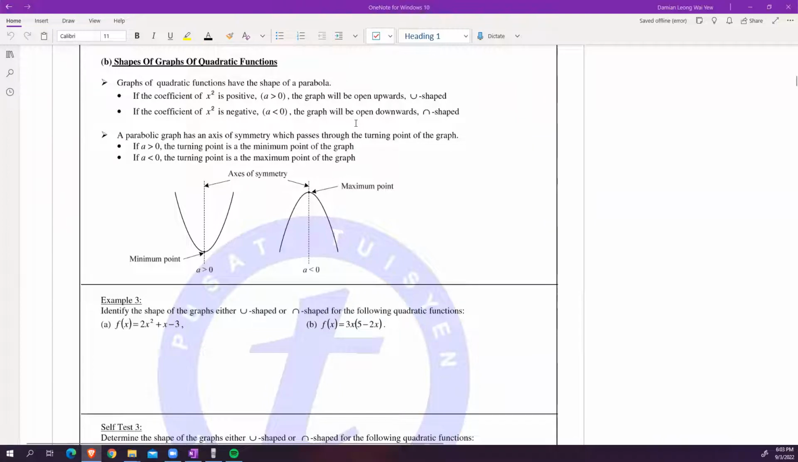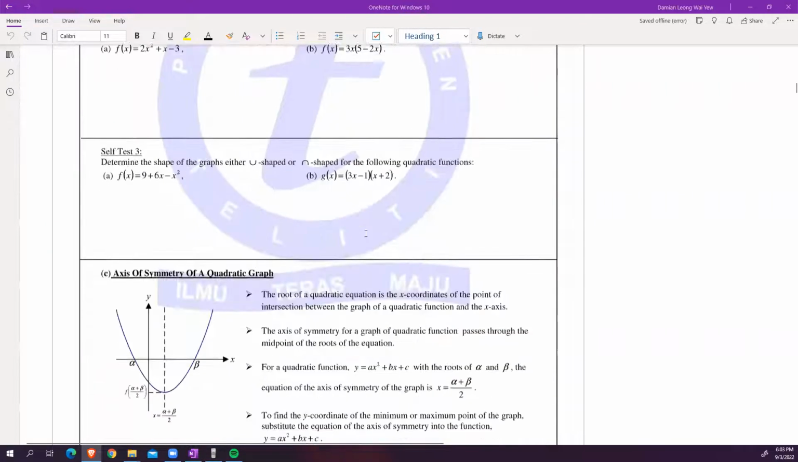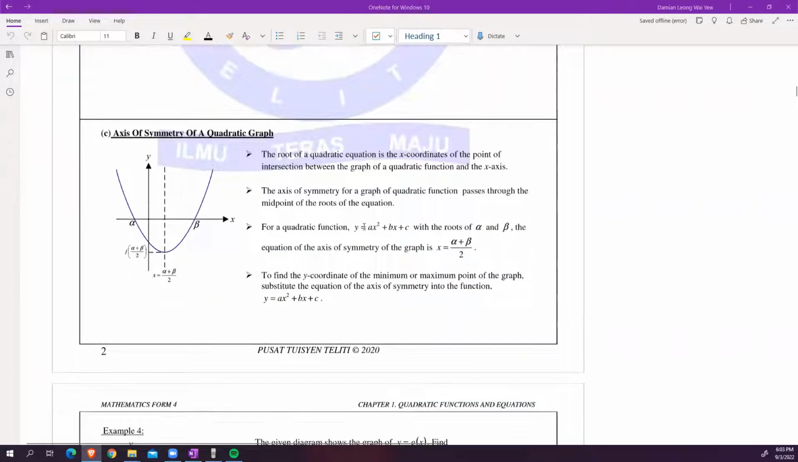Your A tells you the shape of the graph, U shape or N shape. When the magnitude is bigger, it will be more narrow because you will basically get taller or shorter. It's like shorter but wider, or more narrow and taller. Okay, higher magnitude basically gets taller. That's why it's more narrow.